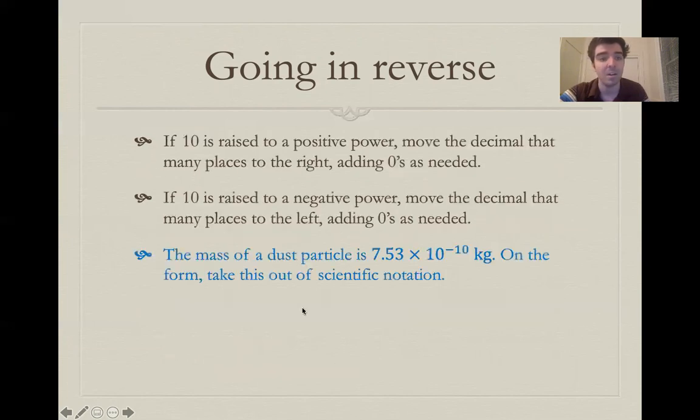Okay? Try it on your own. This is the mass of a dust particle. Write this out of scientific notation, just as a regular number. You should have gotten something that looks like this. We moved the decimal place over 1, 2, 3, 4, 5, 6, 7, 8, 9, 10.